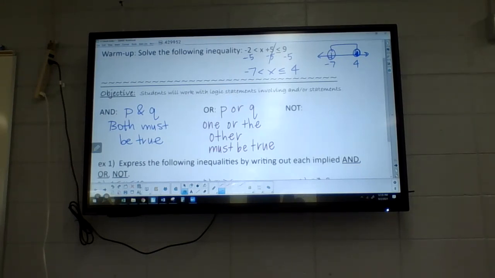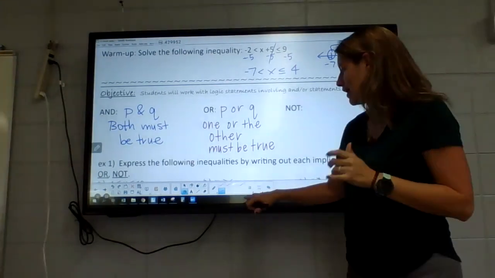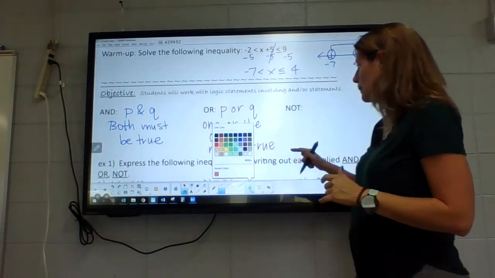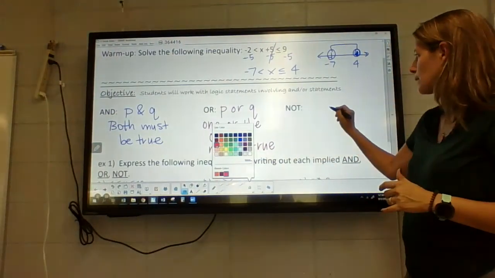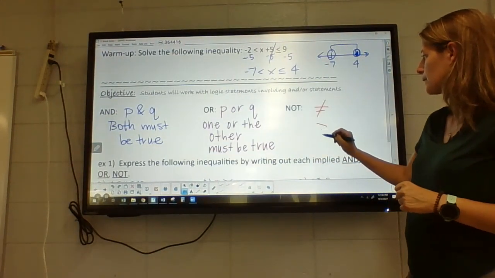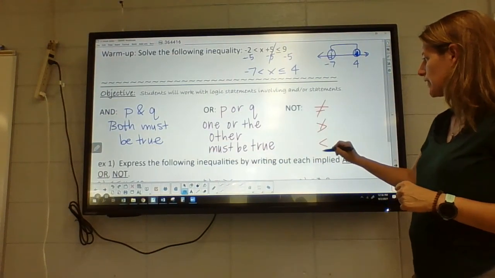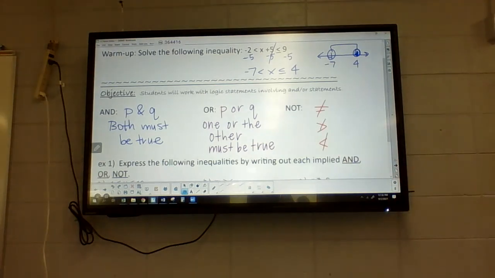I don't know what I was going to write down for not. I should probably look at that. So for not, basically what they're talking about here is using the symbols for not equals, not greater than, not less than. So you can have not greater than, not less than. So you might see those symbols.